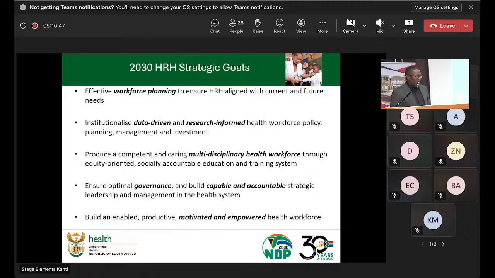Ensure optimal governance and building capable, accountable strategic leadership and management in the health system. And lastly, build an enabled, productive, motivated, and empowered health workforce. Those are the 5 goals that we are trying to achieve in this 10-year strategy. We've been in the strategy now for the last 5 years. We are heading towards closing it in the next 5 years.